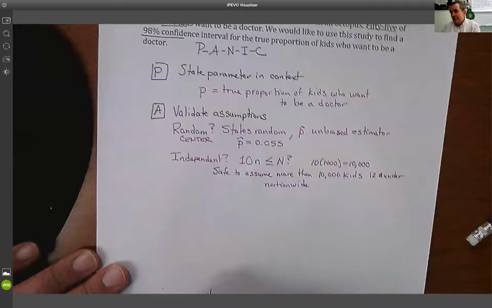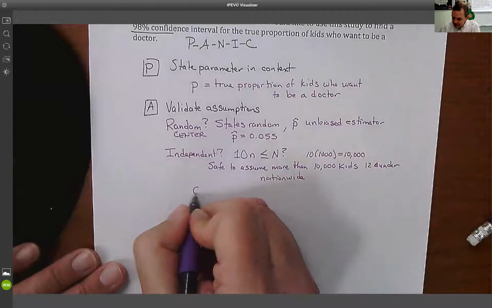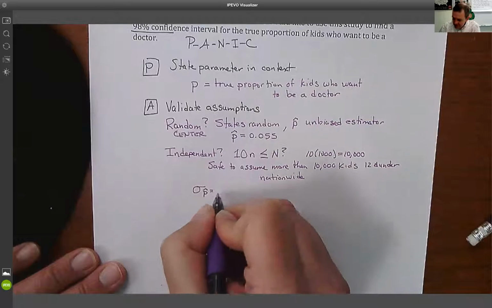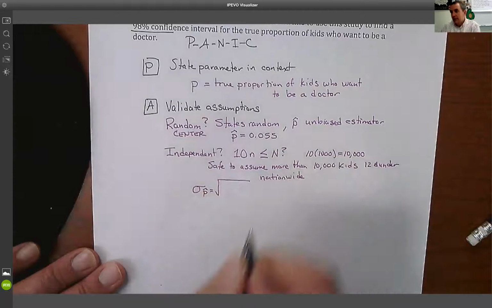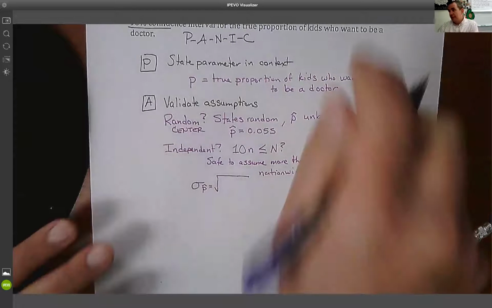And because I did that, I'm allowed to actually figure out the standard deviation. In this case, the standard deviation is going to be something slightly different. We're not going to use P like we did in the previous chapter, chapter 7, because here's the deal. We don't know the real answer. All we know is what we figured out here in the survey.